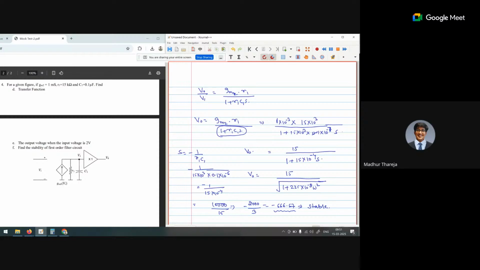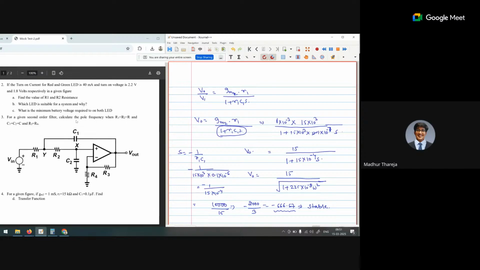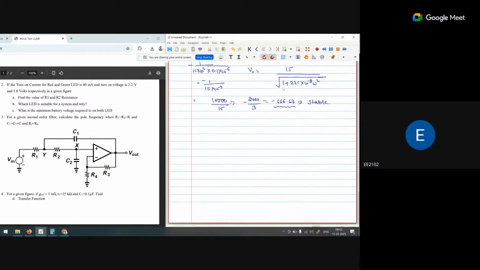Sir, can we also discuss the previous question, question number 3, the Butterworth filter? This one. Yeah. Okay. So we just have to write the equation. First of all, we calculate the magnitude gain. So what is the gain? We are applying the input signal at the positive terminal, so the gain is 1 plus RF by R1.